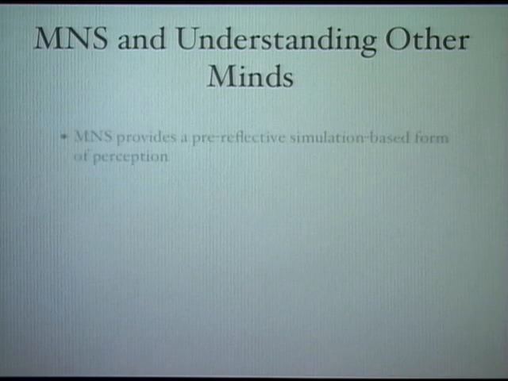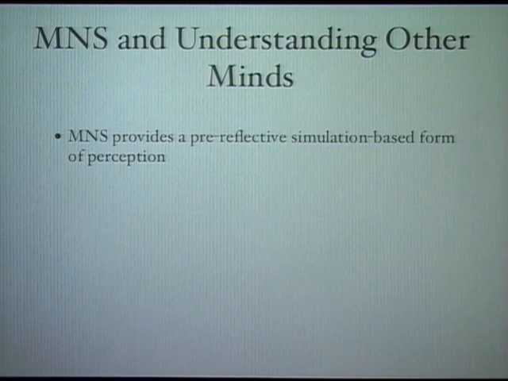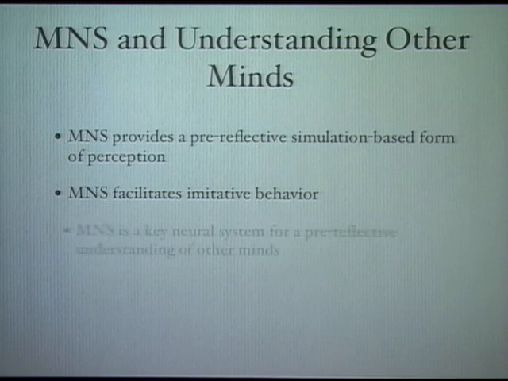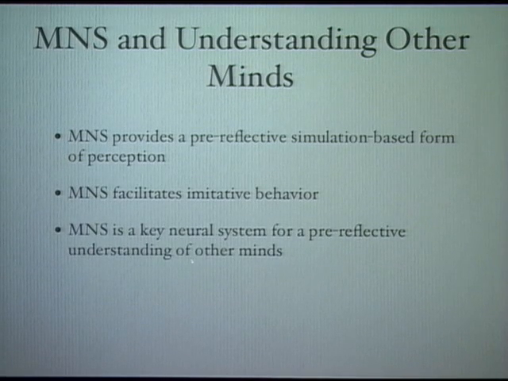So just to conclude, I think this system really provides what we call a pre-reflective, because these are relatively simple mechanisms, just medial temporal cortex and frontal lobe, simulation-based mechanism of perception of the actions of others. Of course, it's very important for imitation. Our studies have shown that. But it's also a very important mechanism for understanding the minds of others through this embodied kind of simulation of the actions of others.